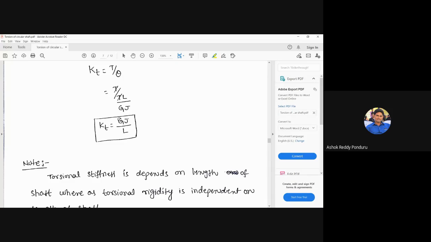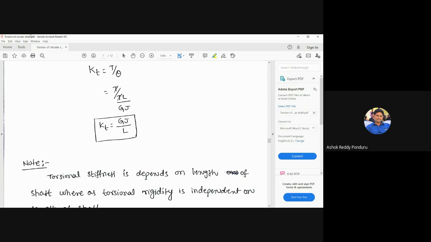Here, in an interview, the interviewer asks a very interesting question: can you answer what is the difference between torsional rigidity and torsional stiffness? Generally students say that torsional rigidity is the product of polar moment of inertia and modulus of rigidity, and torsional stiffness is the amount of torque required. Those are the definitions. Everybody can answer that, but the interviewer is not asking that kind of difference.